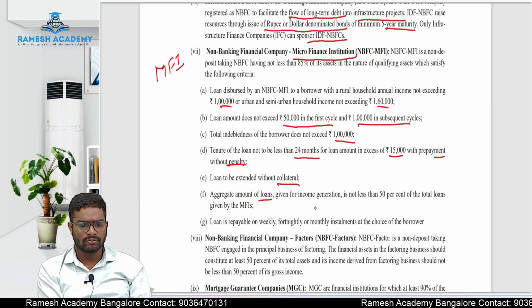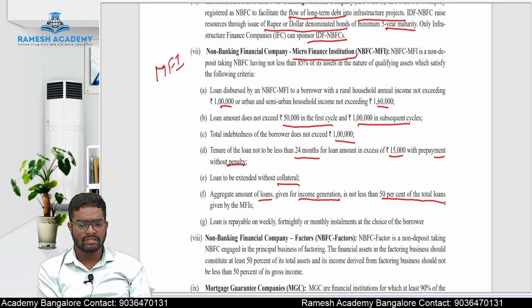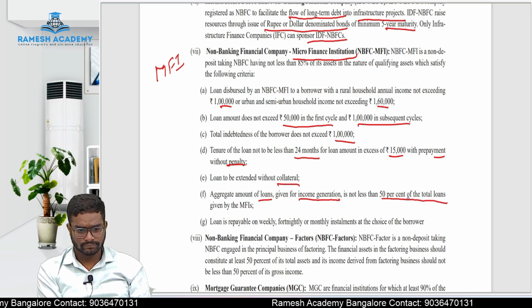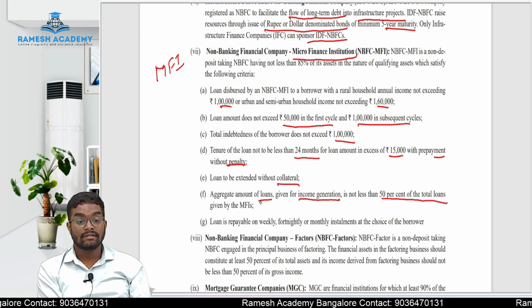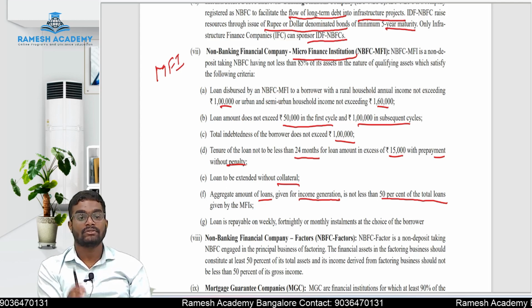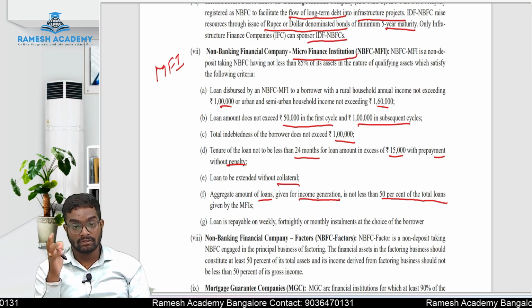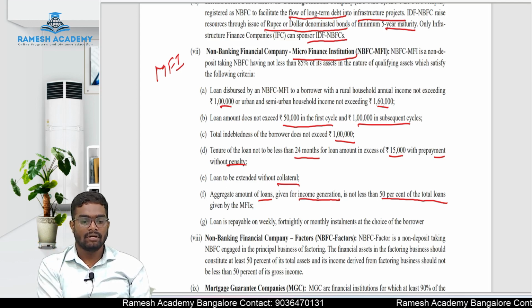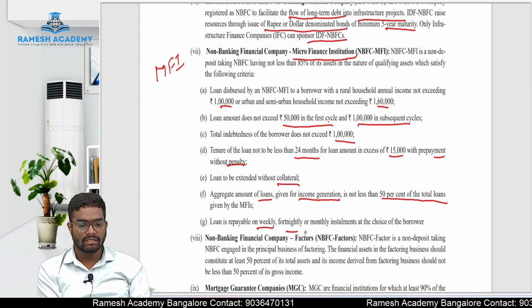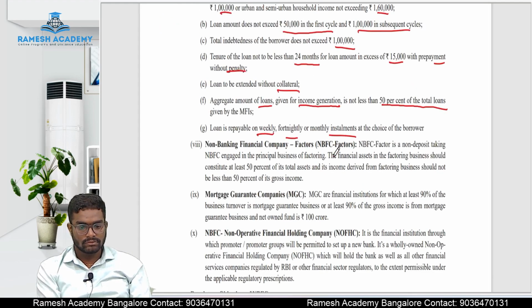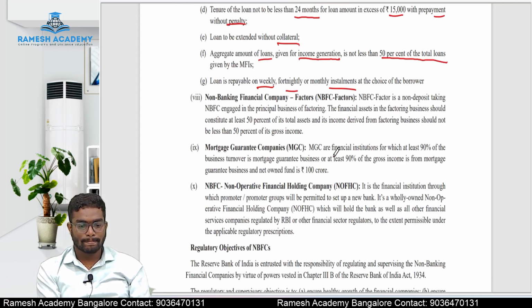Aggregate amount of loans given for income generation is not less than 50% of the total loans. So they are telling that aggregate amount of loans given for income generation is not less than 50%. So at least 50% of the loans you should get some income out of it. Loan is repayable on weekly, fortnightly and monthly installments. So these are some of the NBFCs.